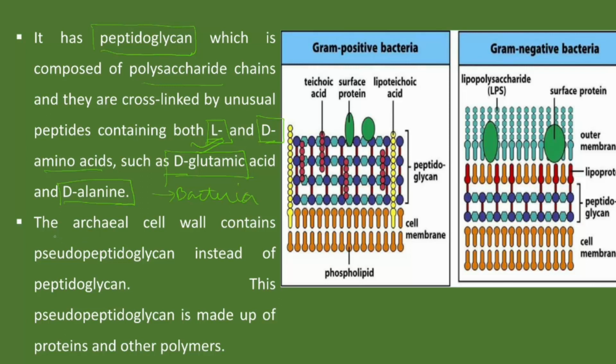So next point is that the archaeal cell wall contains pseudopeptidoglycan. The examples of prokaryotic cells include archaeal as well as bacterial cells. In the bacterial cell wall we have seen there is peptidoglycan, and in the archaeobacteria we will find pseudopeptidoglycan instead of the peptidoglycan. This pseudopeptidoglycan is made up of proteins and other polymers. So this is the distinguishing feature of bacteria from archaeobacteria.